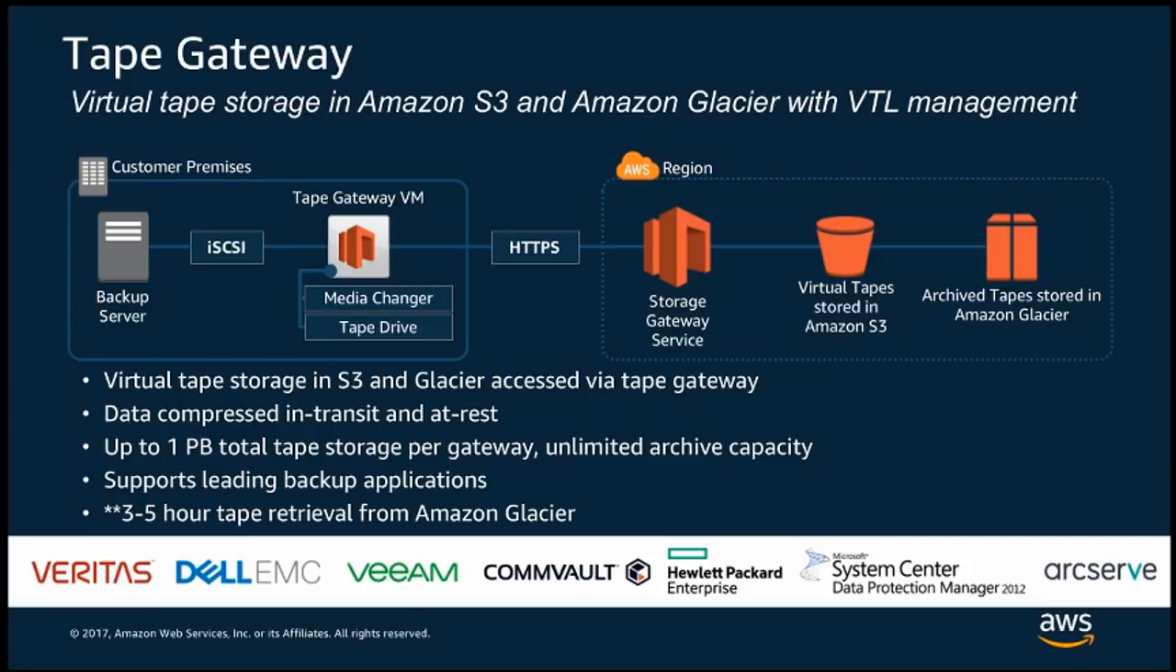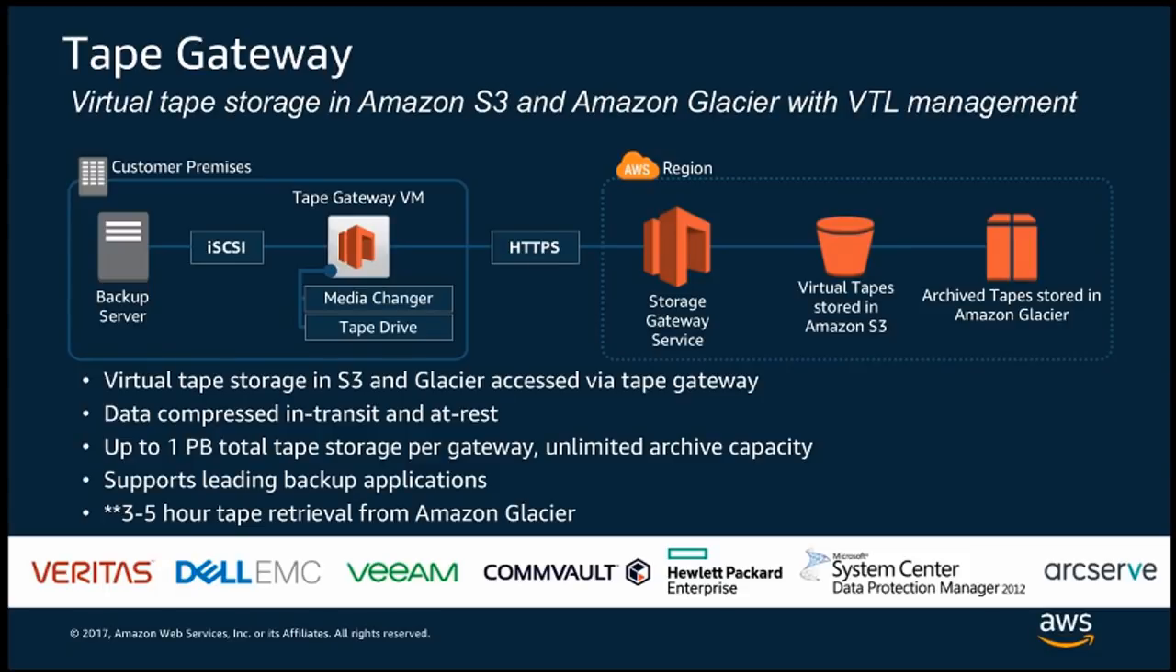But Tape Gateway presents 10 drives, 1,500 slots, and a robot as part of a virtual tape library. So you connect to it via iSCSI. Your backup software is able to go through to index the library. You create tapes as they're needed on demand, up to 2.5 terabytes per tape.